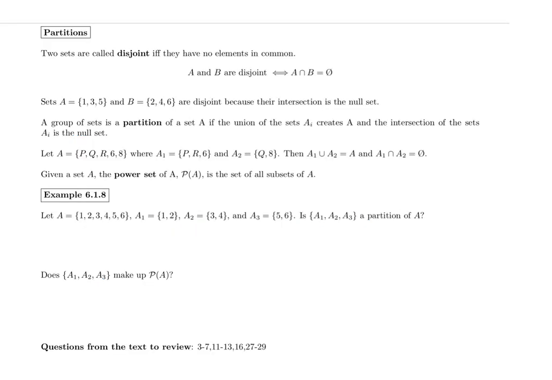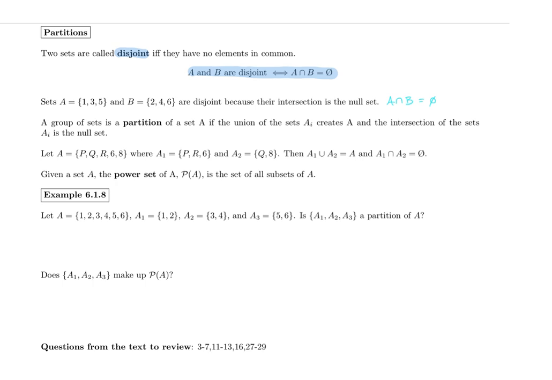For the last topic in section 6.1, we're going to be looking at partitions and power sets. Before we can define a partition, we have to define what it means to be disjoint. Two sets are called disjoint if and only if they have no elements in common. So A and B are disjoint if and only if their intersection is the null set. Sets 1, 3, 5 and 2, 4, 6 are disjoint because their intersection is the null set. Right? A intersection B here is the null set.